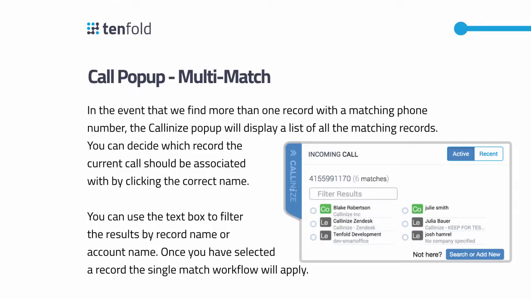In the event that we find more than one record with a matching phone number, the Colonize pop-up will display a list of all the matching records. You can decide which record the current call should be associated with by clicking on the correct name. You can also use the text box to filter the results by record name or account name. Once you have selected a record, the single match workflow will apply.